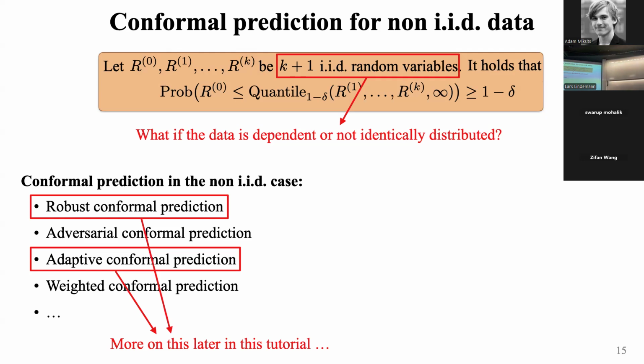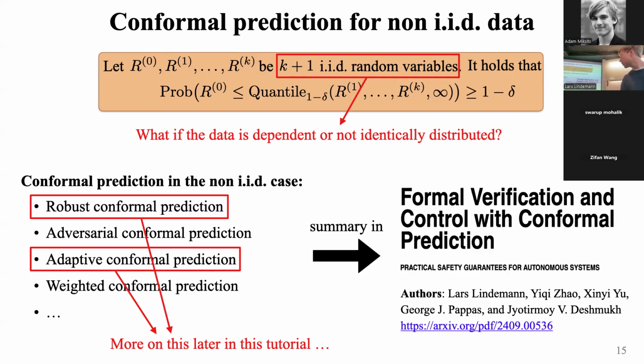We'll see two variants later on today, a robust and an adaptive one. So you'll learn of some of these. And if you're interested, I have literature pointers also in the survey. Okay, so for now it's important to keep in mind that we need to be in this IID setting. If not, we need to do something smarter.